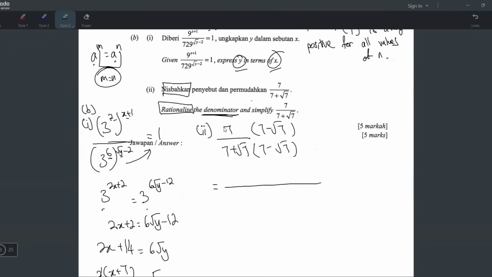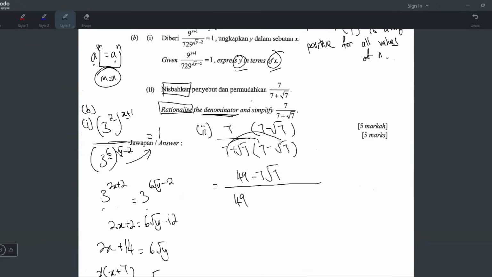Top times top, bottom times bottom. Okay, 7 times 7 will give you 49. 7 times square root 7, that one will just be 7 square root 7. Right? And then for the bottom, you have to do it like that, one by one. Okay, so let's start with the first one. 7 times 7, that will be 49.